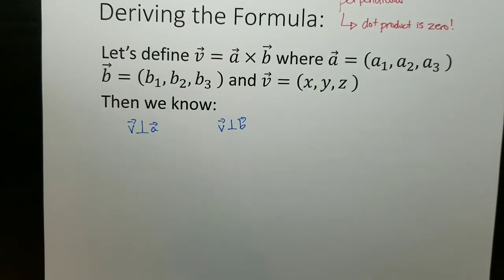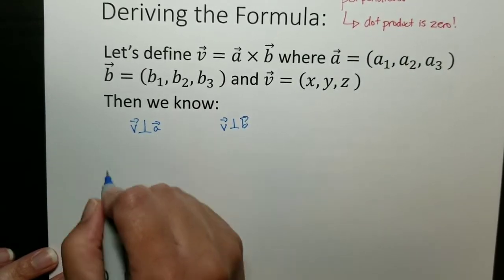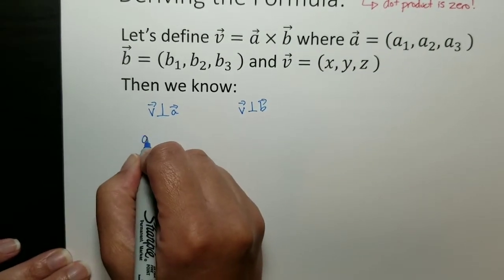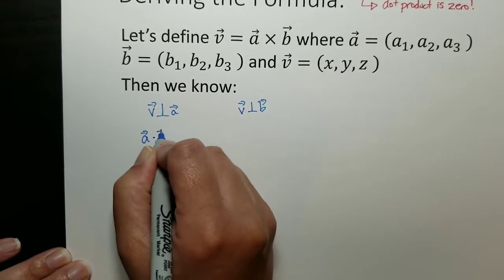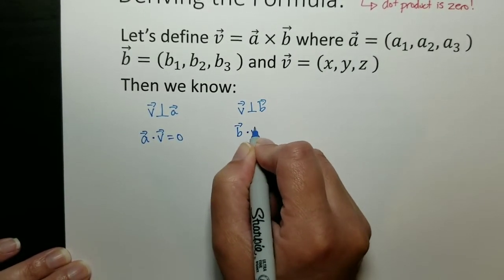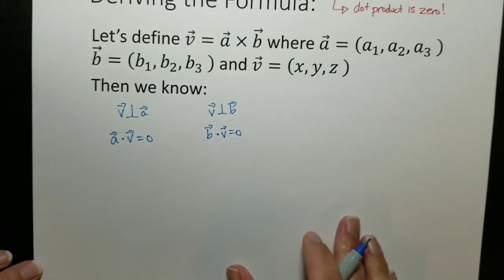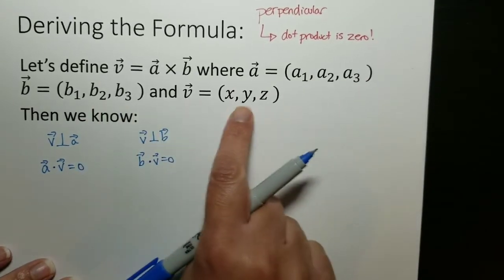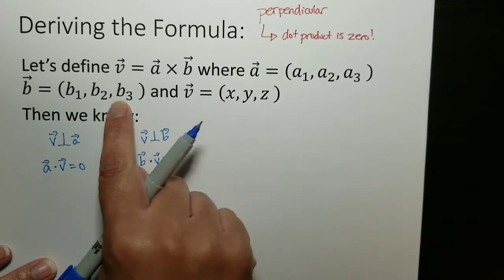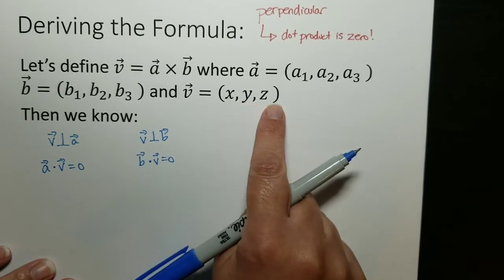And the important information that we know: two vectors being perpendicular means that they have a dot product that equals 0. So I'm going to just, in alphabetical order here, A dot V equals 0 and B dot V equals 0. I have written A and B and V into component form, and I've just said A1, A2, A3, B1, B2, B3, and the resulting vector that is the cross product is X, Y, Z.